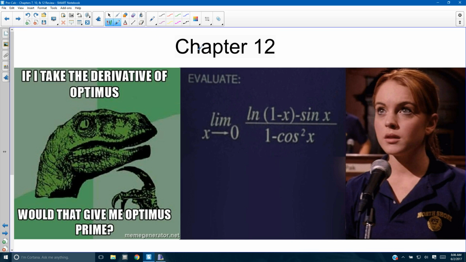Okay, and we land on chapter 12. This is the last chapter, and this one focuses mostly on things you would actually see in calculus, where you have derivatives, you have limits, you have these other things called integrals we will lightly touch on.